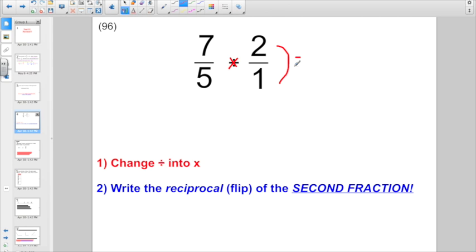Then it's simple. Numerator times numerator. 7 times 2, that's going to give us 14. And denominator times denominator, 5 times 1, that is 5. But I'm not done yet because I have an improper fraction there. My numerator is greater than my denominator. So 5 is going to divide into 14 2 whole times, right? It would multiply back for 10, which would mean there'd be 4 left off of that 14, and my denominator stays the same. 14/5 is equal to 2 4/5.